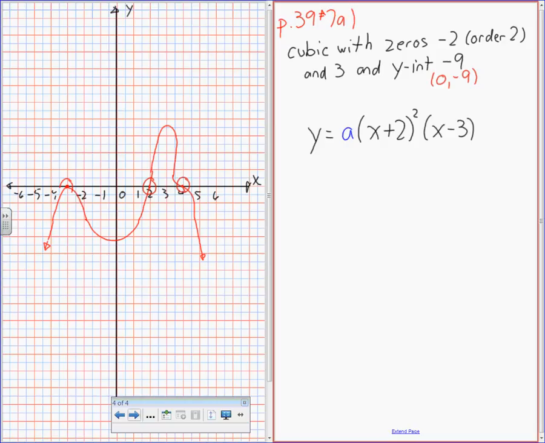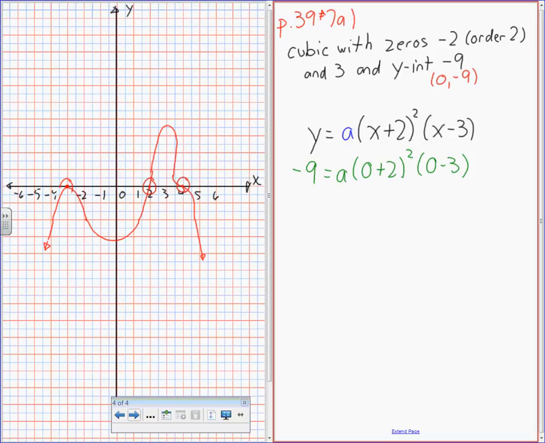Sorry, Brian, you're out. Peter, Fox, you're out. Joseph, you're in his class too. Go ahead. You're substituting the a and the y and x. Good. So you're going to solve negative 9 equals a bracket 0 plus 2 squared, 0 minus 3.